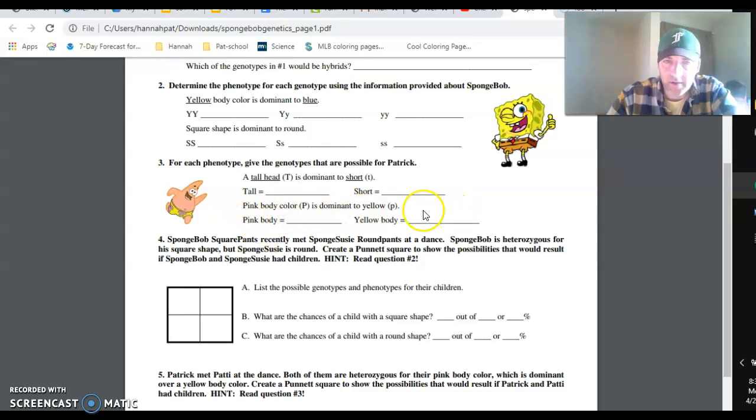And then I would like you to try the same thing down here. It tells you pink body color is dominant over yellow. Please fill in the genotypes that would give you those colors.